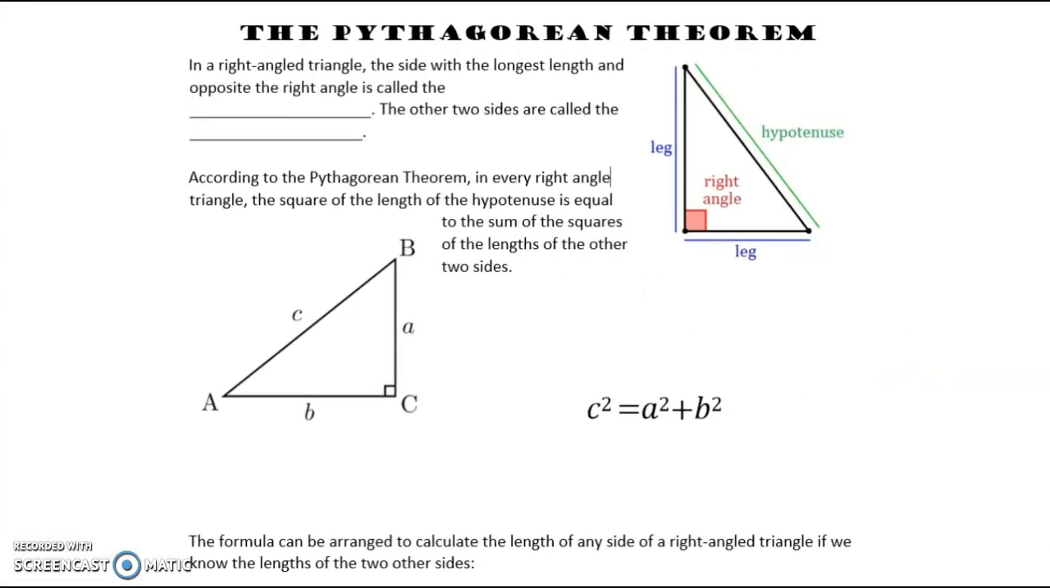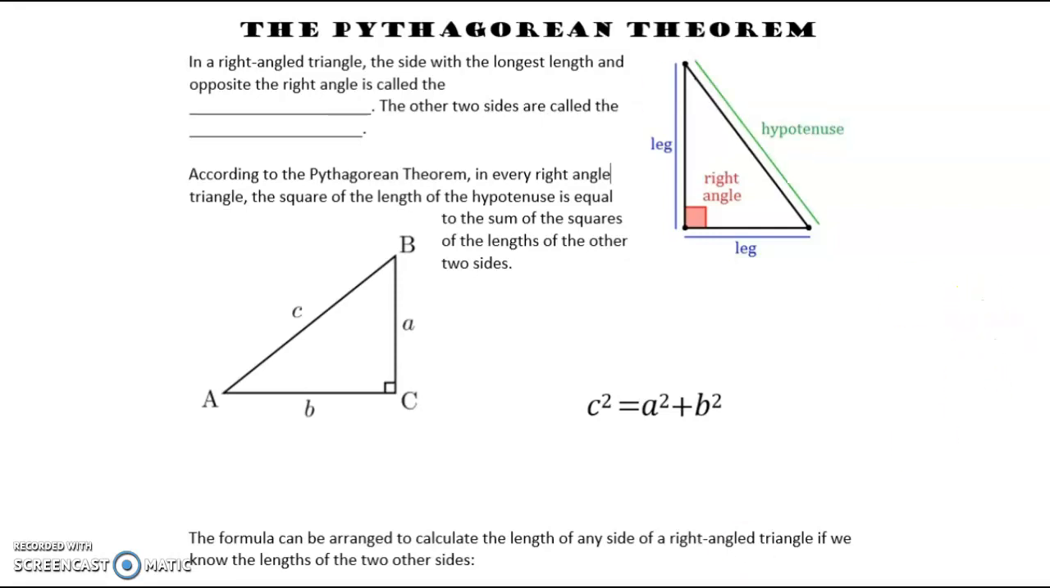Okay, so now we're moving on to the Pythagorean Theorem. In a right-angled triangle, let me just see how much time we have left. Okay, we got time. In a right-angled triangle, the side with the longest length and opposite the right angle is called, so this is what we're talking about. So when you have this square in the corner, you draw a line straight through, and that shows us the longest side, and it is called the hypotenuse. So right here, write hypotenuse. The other two sides are called the legs.